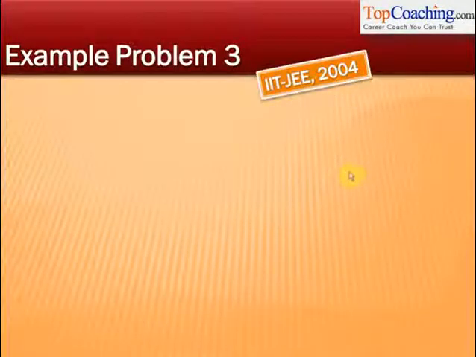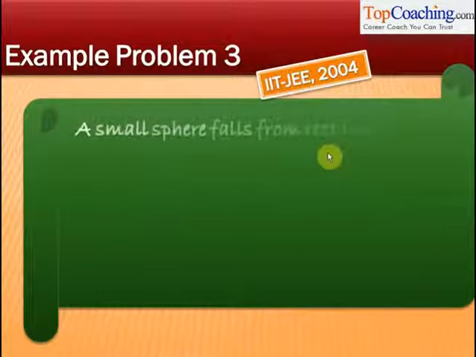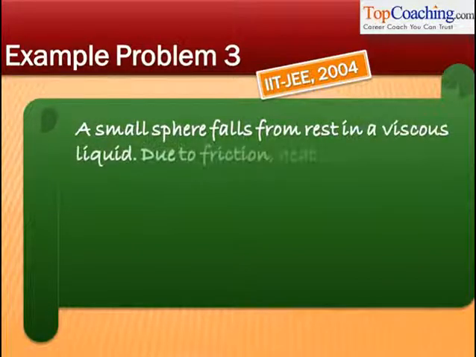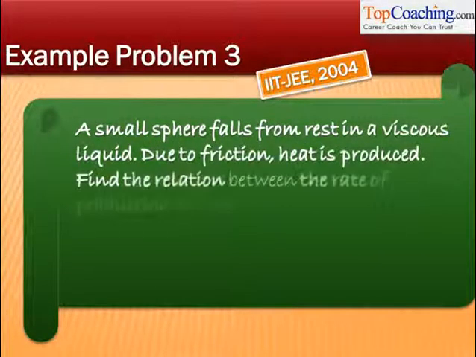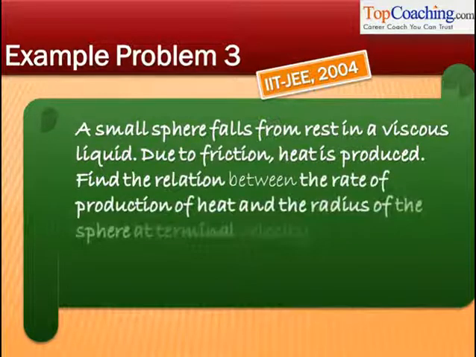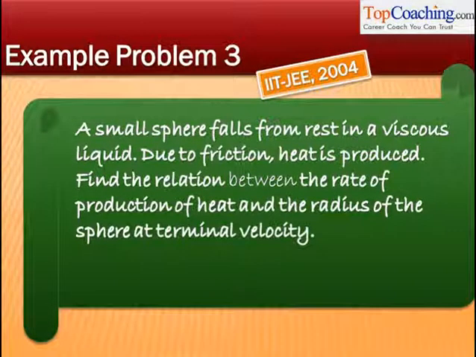Here's yet another problem. This was asked in IIT JEE 2004. A small sphere falls from rest in a viscous fluid. Due to friction, heat is produced. Find the relation between the rate of production of heat and the radius of the sphere at terminal velocity. Well, this question seems to be slightly complicated. After all, how is heat being produced?